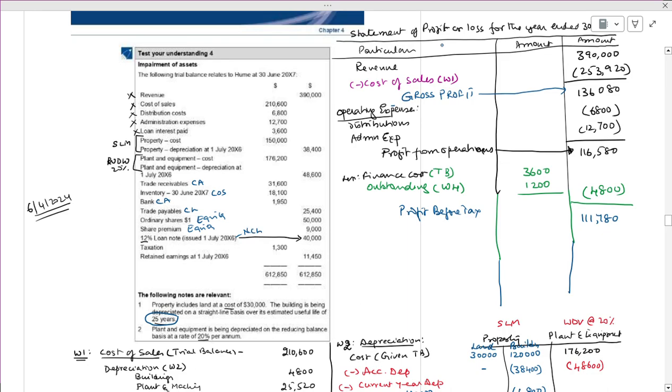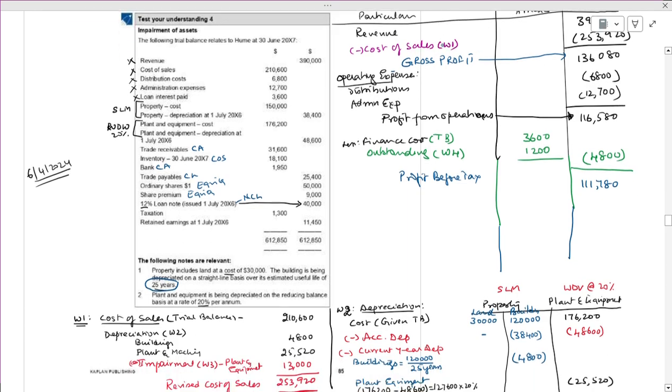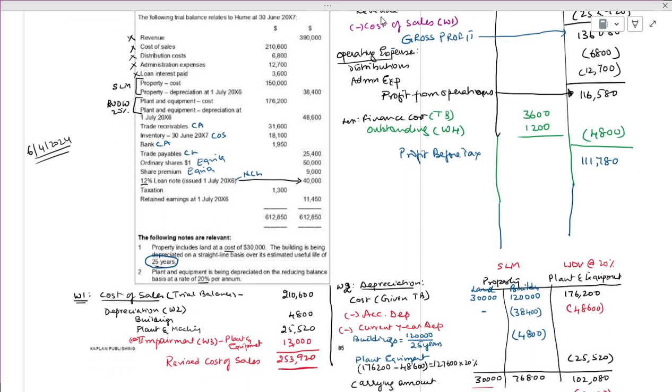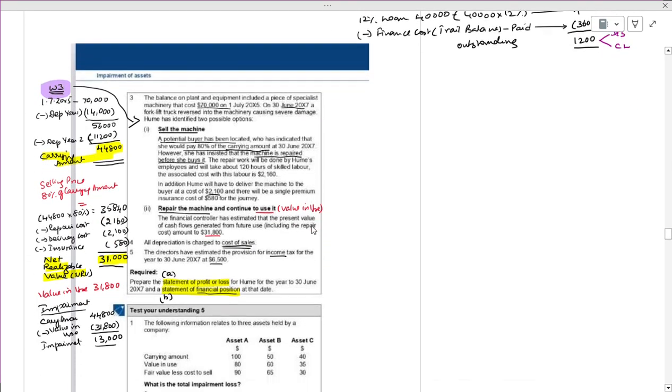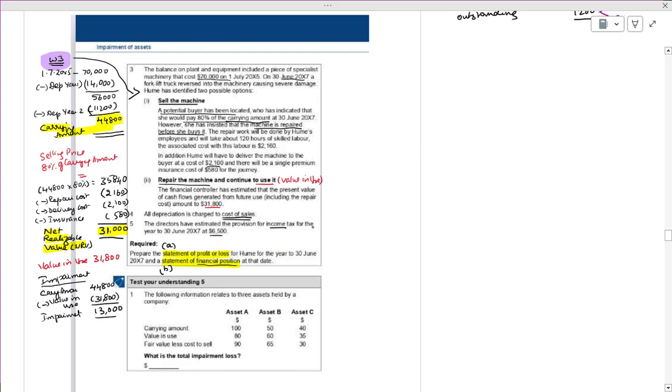The taxation is there. How much is the taxation? 1,800. Now there is something given for taxation. What have they mentioned in taxation? See point number 5. The directors have estimated the provision for taxation for the year ended at 6,500. They have estimated the provision.